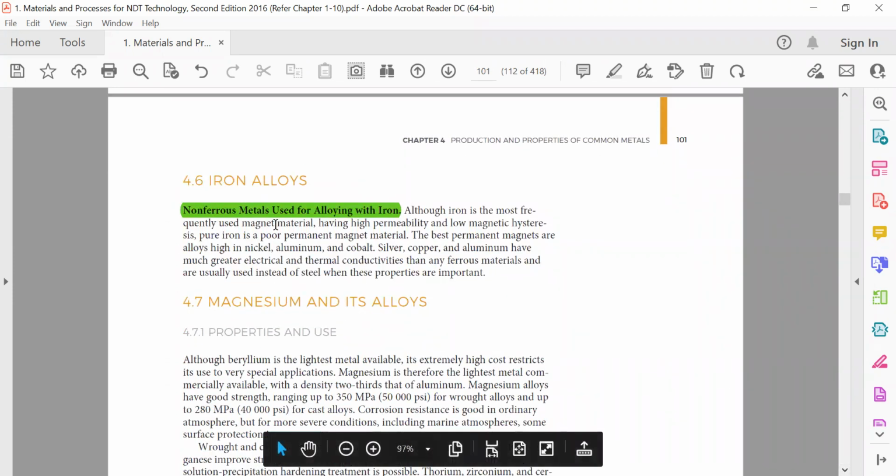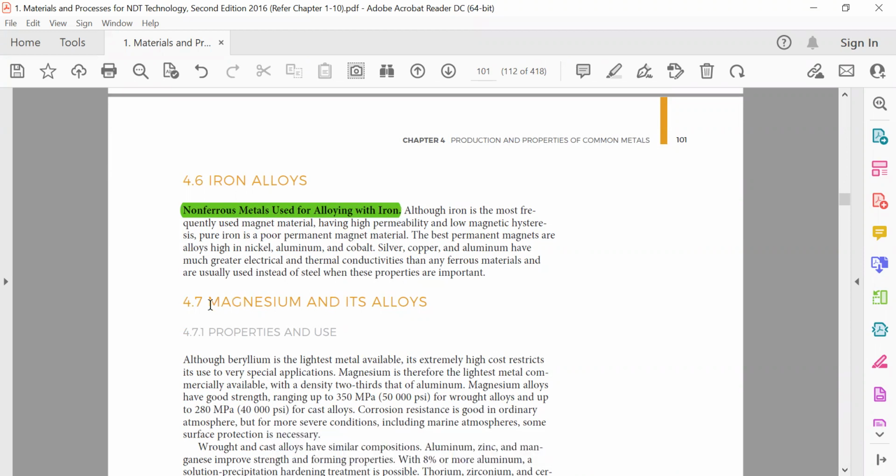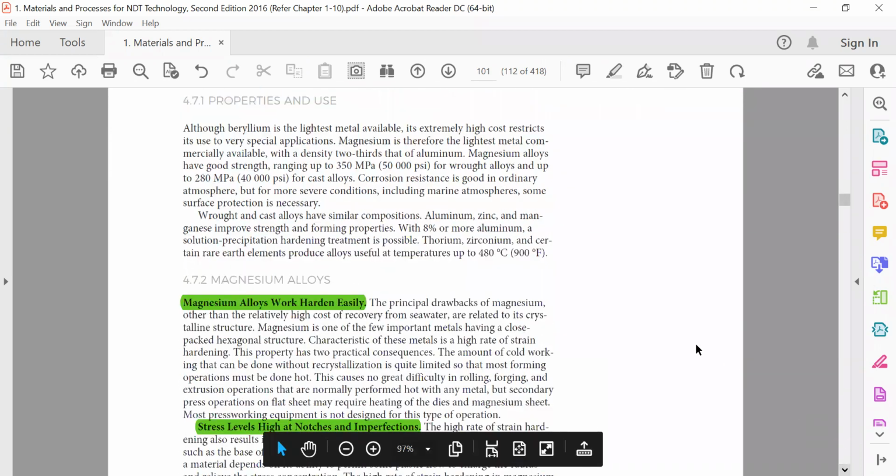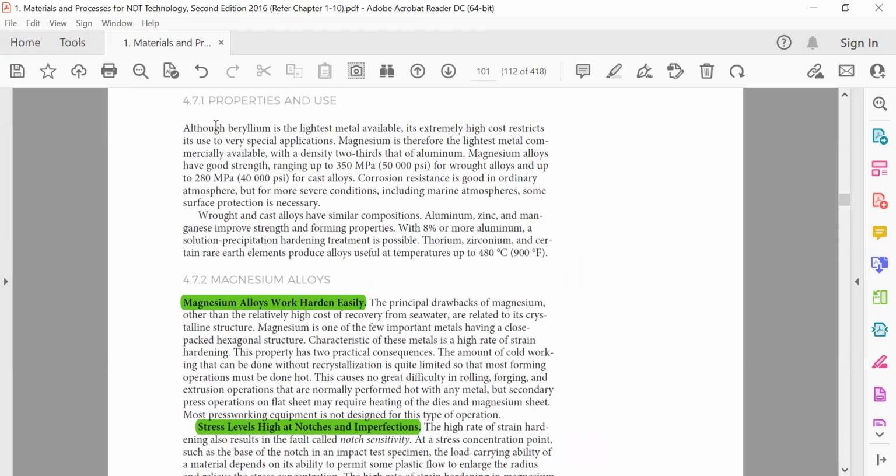Iron alloys, non-ferrous metals used for alloying with iron. Manganese and its alloys. Beryllium is the lightest material available. Its extremely high cost restricts its use to very special applications. Magnesium is the lightest metal commercially available, with a density 2/3 that of aluminium. But beryllium is the lightest metal. So that is what you have to remember.